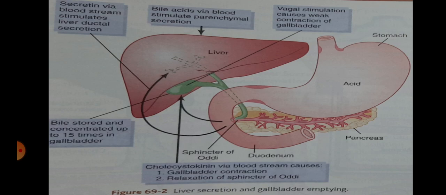the duodenum, about 30 minutes after a meal. The mechanism of gallbladder emptying is rhythmical contractions of the wall of the gallbladder, but effective emptying also requires simultaneous relaxation of the sphincter of Oddi, which guards the exit of the common bile duct into the duodenum.